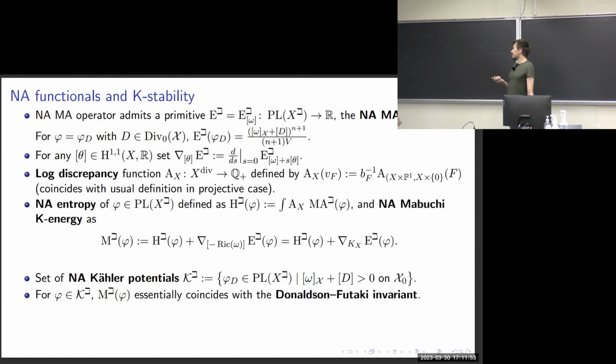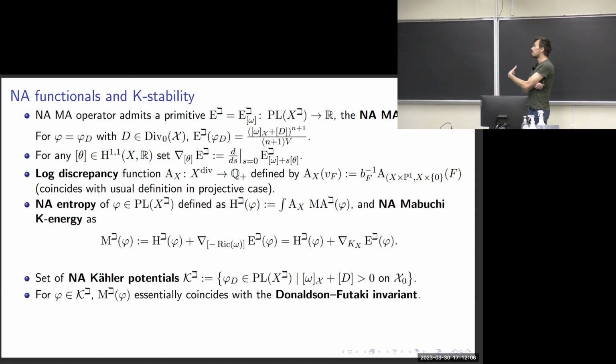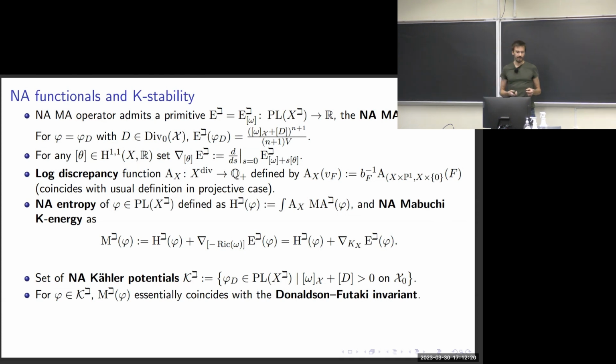And then this M^NA here, if you evaluate it for some non-Archimedean Kähler potential phi, which is basically a test configuration, then you are in fact computing the Donaldson-Futaki invariant of the test configuration, up to some minor error term that you can get rid of by some base change. So that comes from some expression of this invariant in terms of intersection numbers. We are just repackaging all that, but it goes back to the work of Wang and Odaka.